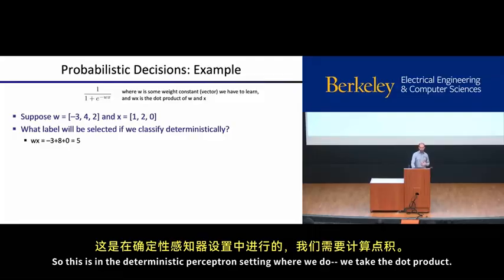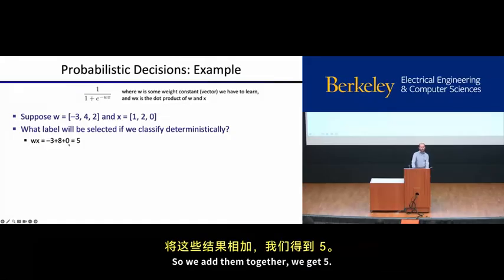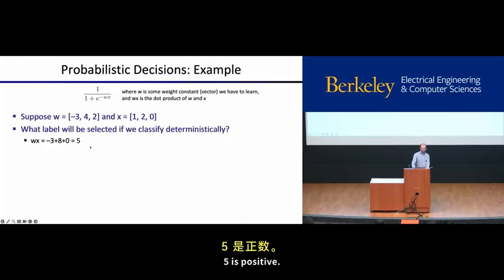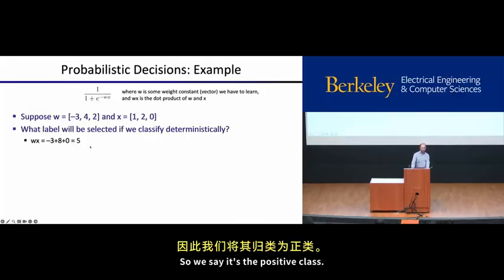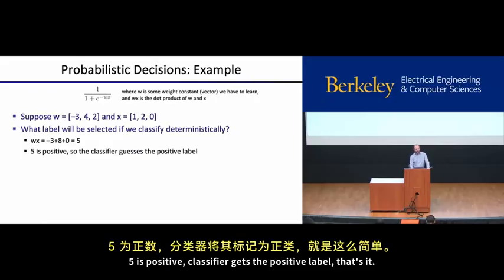Well, we take the dot product, so it's -3 times 1, that's -3, plus 4 times 2, that's 8, plus 2 times 0, that's 0. So we add them together, we get 5. 5 is positive, so we say it's the positive class. Maybe that was spam in this case, and the negative class was ham. 5 is positive, classifier guesses the positive label, that's it.